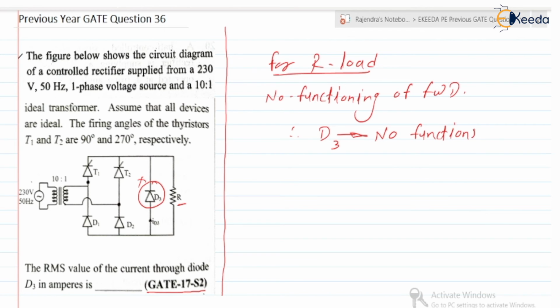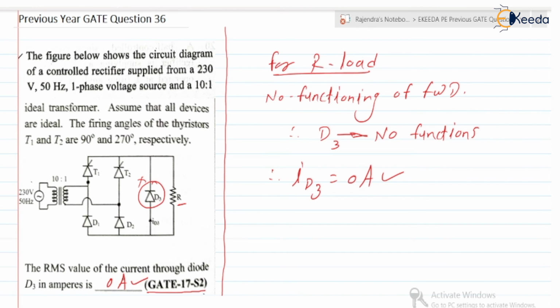D3 does not function. So therefore we can write i_D3 is equal to 0 ampere, as current is not flowing through the diode, so therefore the RMS value will be equal to 0 ampere only. Is this clear? Very simple question.